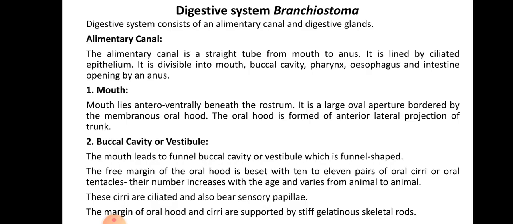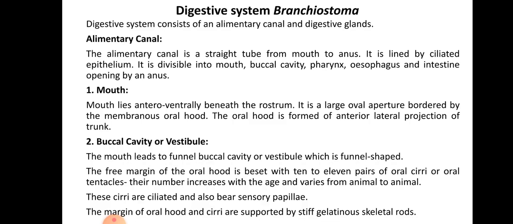When the incurrent water enters into the buccal cavity of this amphioxus, it also brings along the food particles. So when the water enters through the buccal cavity, these buccal cirri tangle together and form a sieve or filter like structure to prevent the entry of larger particles along with the food current. Now what happens if larger particles enter through the incoming water? It may choke this amphioxus.